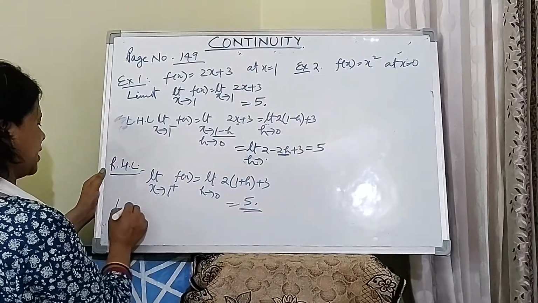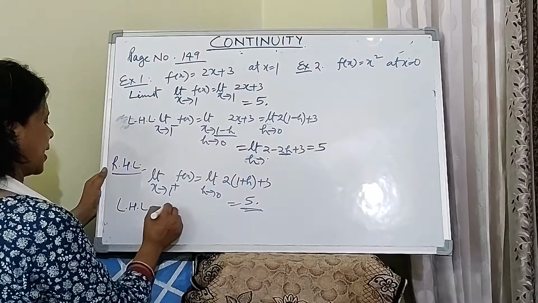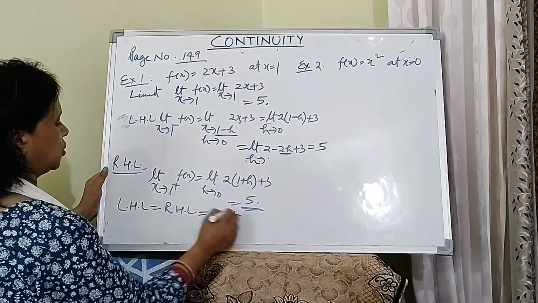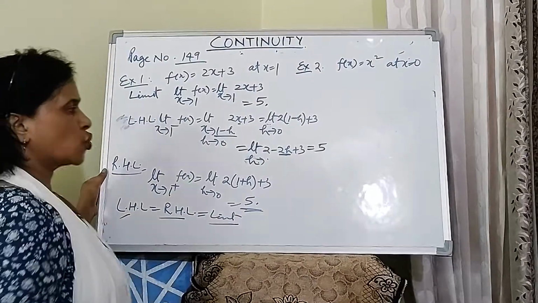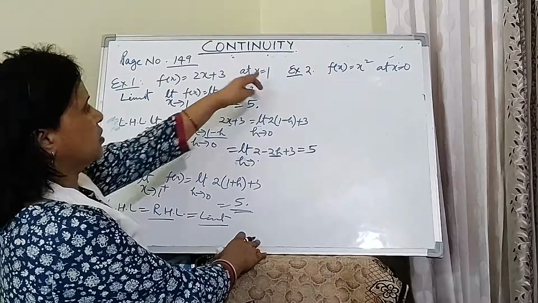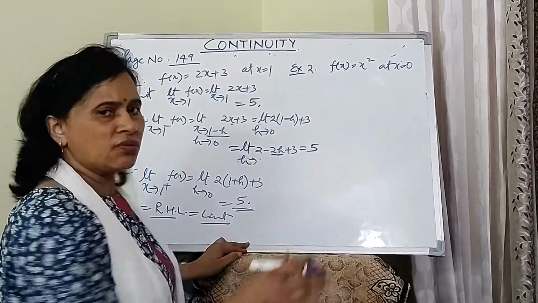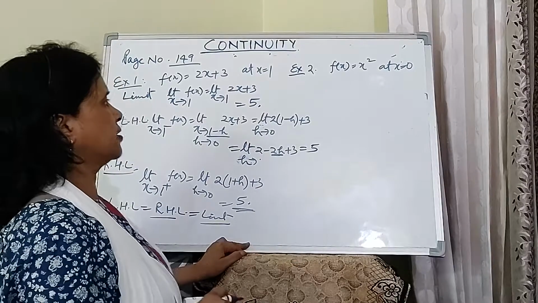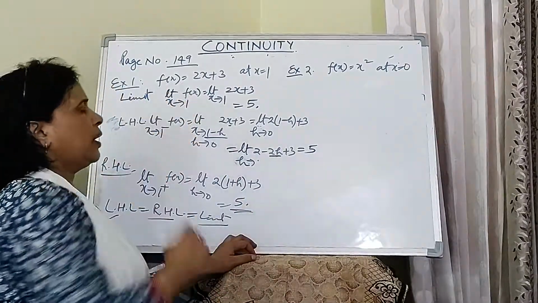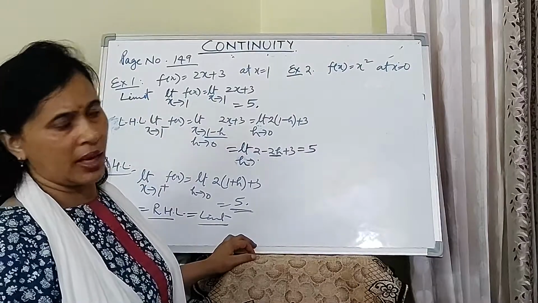Now look here. What do I have? I have LHL is equal to RHL is equal to the limit of the function. These three are equal, so this function is continuous at x is equal to 1. So a very easy result I can get: this is a linear expression.